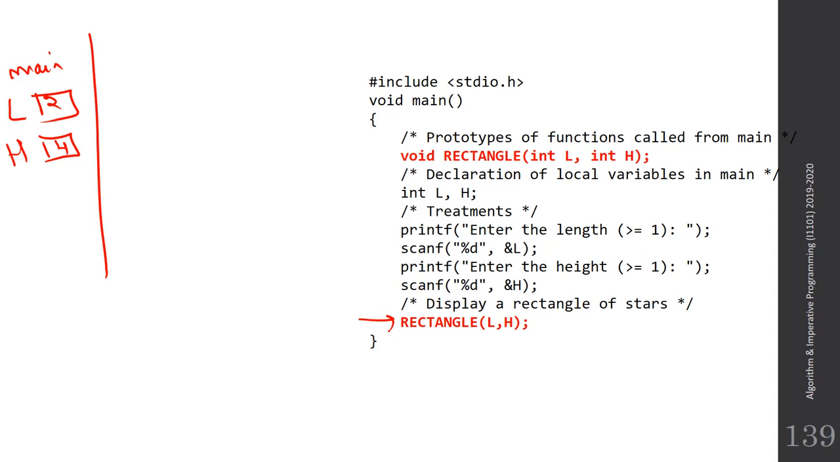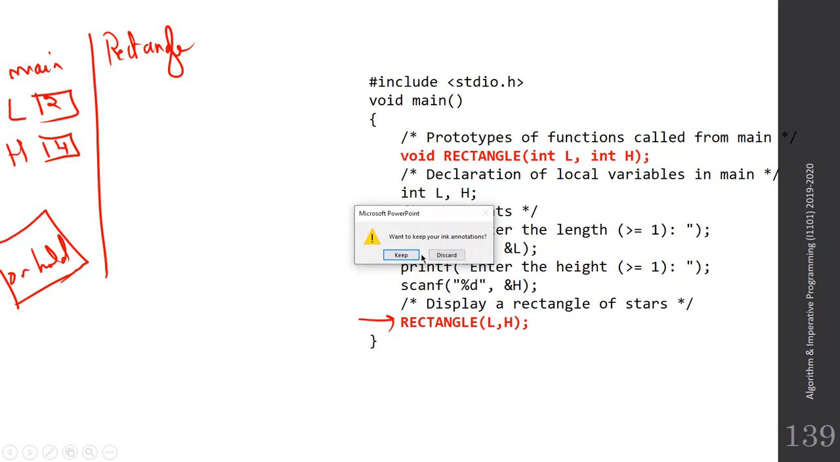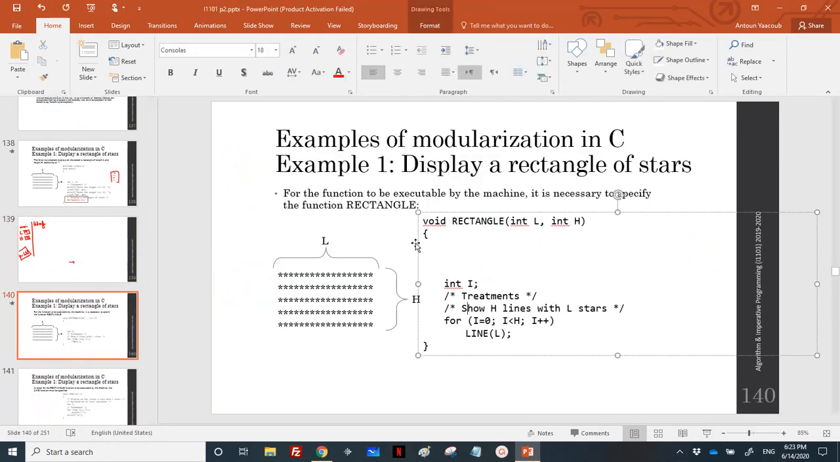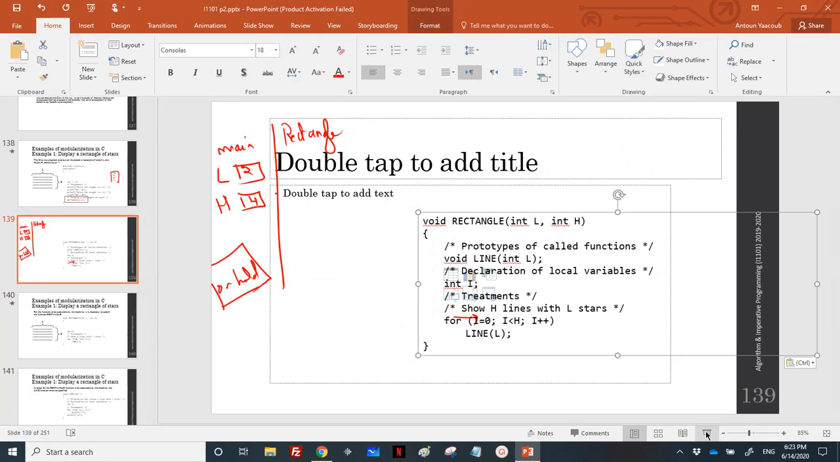Whenever I'm calling the function rectangle, and rectangle is not in main, it means that I will stop executing main now. I will put it on hold, pause a bit, and then I will do rectangle. So main cannot proceed unless rectangle finishes. So now main is on hold, and we will move into rectangle. To rectangle, I am passing two variables, L and H. So I will remove this code and copy the rectangle code and see the execution.